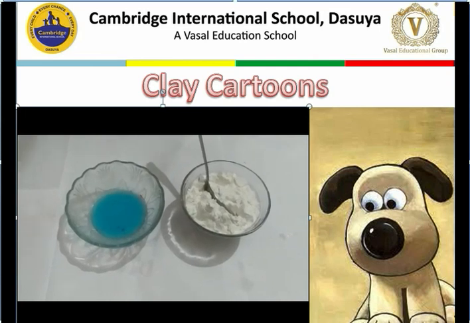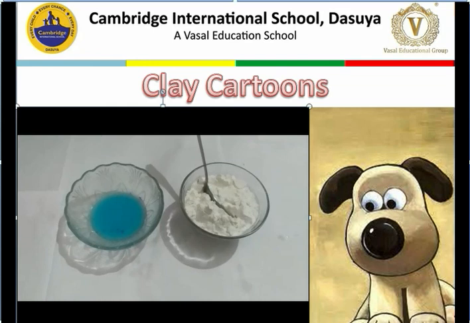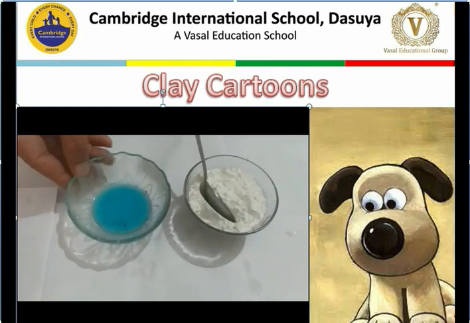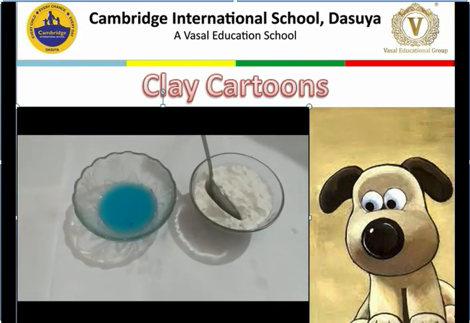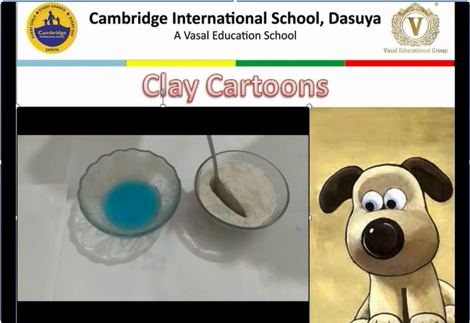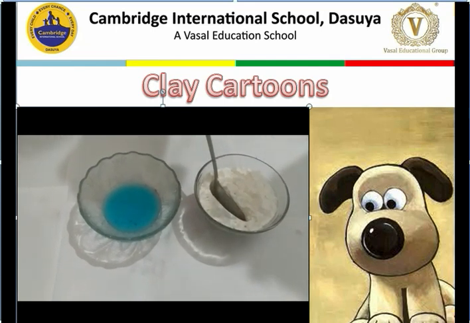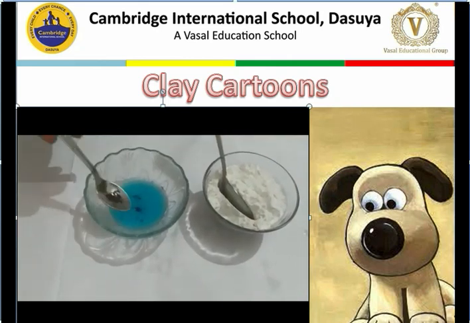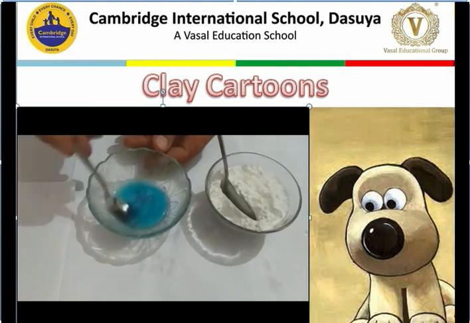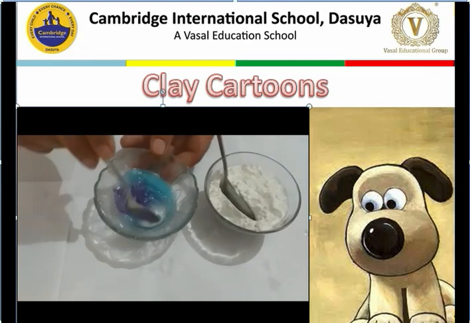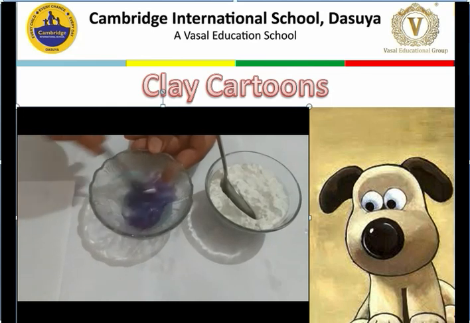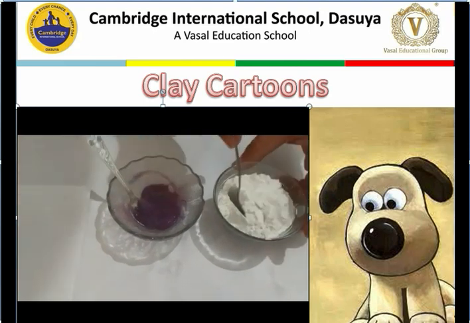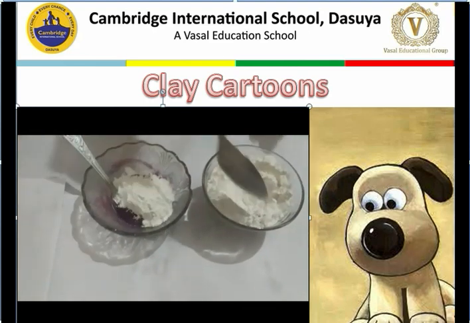So for this we need shampoo, any hair shampoo you can use, and corn flour, right? So first of all, to make your clay a little bit colorful, what I'm going to do is put food color in the hair shampoo which I have taken over here. So the food color I have added into it. Now you can see the color of the shampoo has changed. Now I am going to put the corn flour into it.